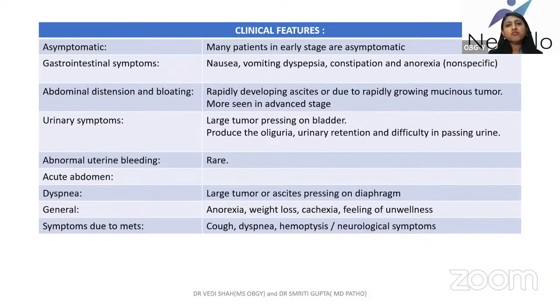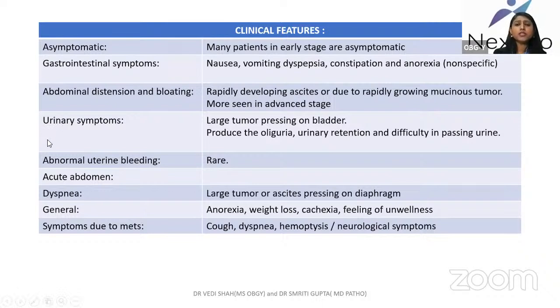Because of the compression of the tumor on the urinary bladder, the patient might even have anuria or difficulty in micturition, or maybe decreased urine output. Patient might have difficulty in passage of urine or urinary retention. Lastly, abnormal uterine bleeding. This is going to be rarely seen with the epithelial tumors, which is more commonly seen with the sex cord tumors.